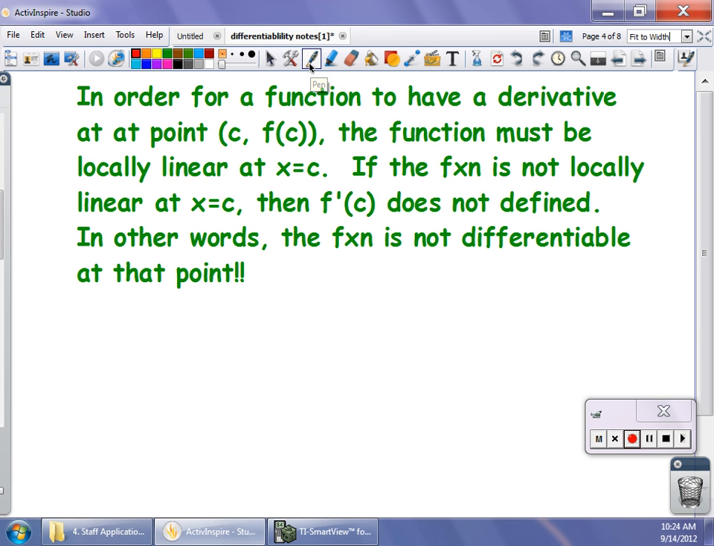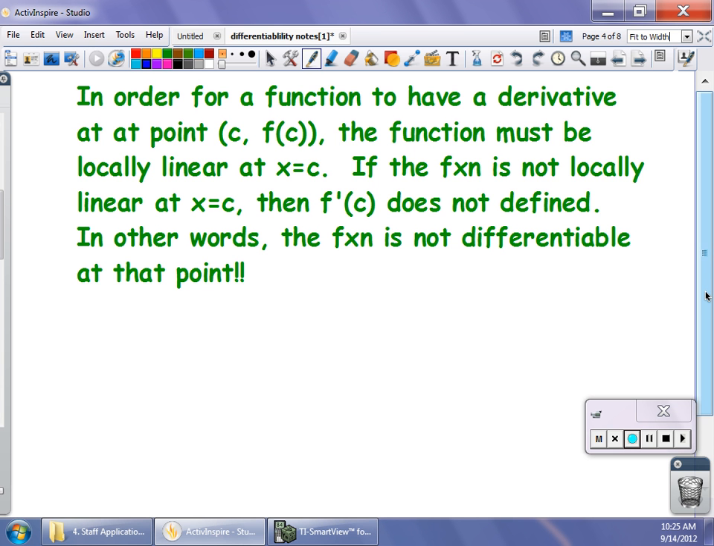In this video, I'm going to talk about the concept of differentiability, and the idea of differentiability is whether or not a function has a derivative at a particular value on a curve. And this ties in or connects to another concept called local linearity.